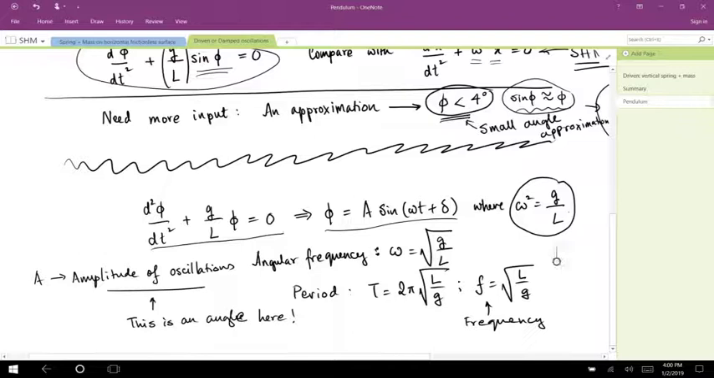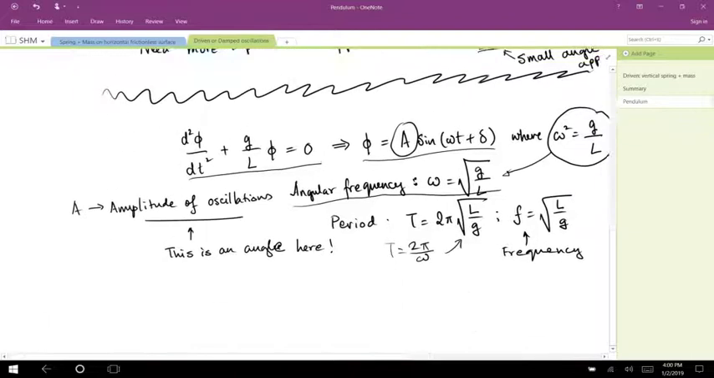So what does this tell us? It tells us the amplitude of oscillations is going to be this number A, the coefficient in front of the sine term. The angular frequency omega is now the square root of g/L, right? So omega squared is g/L, so omega is the square root of g/L. The period T equals 2 pi over omega, and if I plug in omega equals square root of g/L, then I get T equals 2 pi root L/g. And the frequency is f equals 1/T.